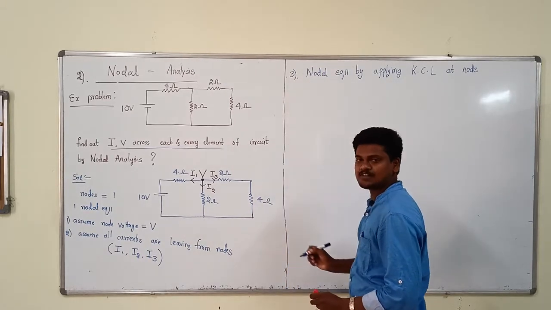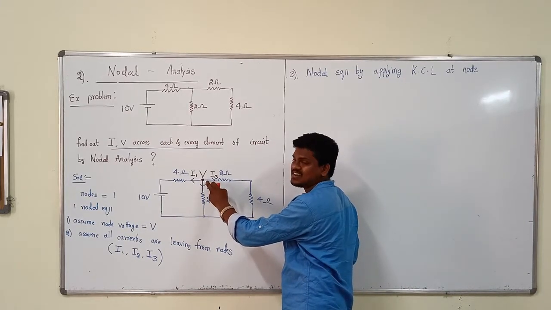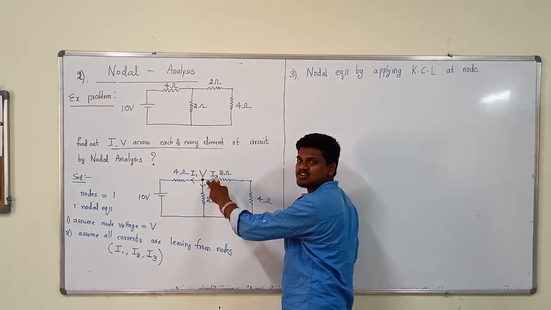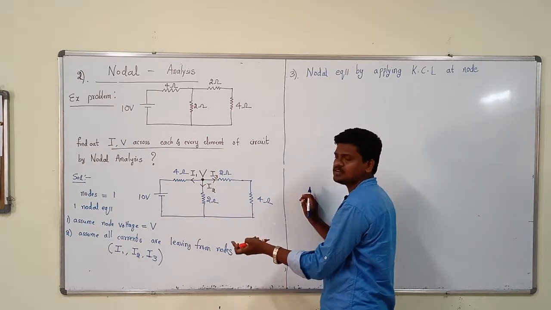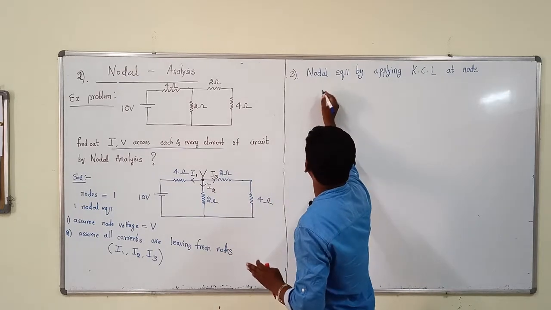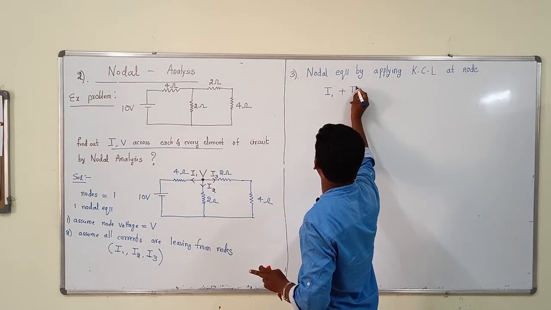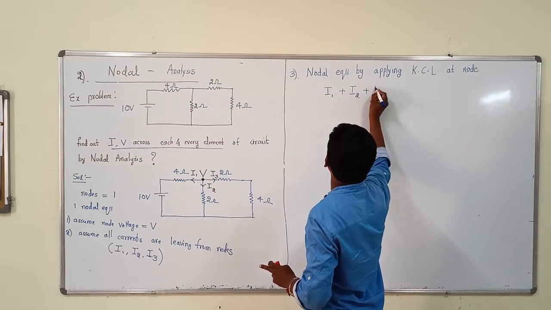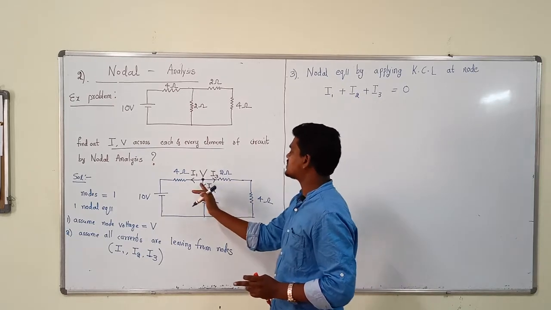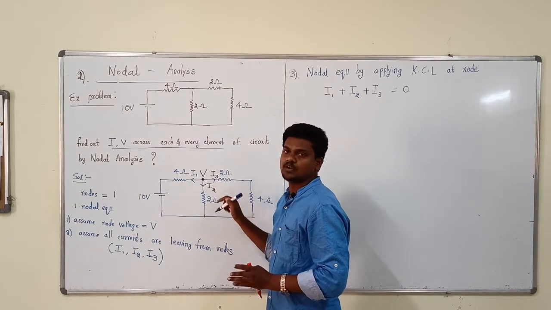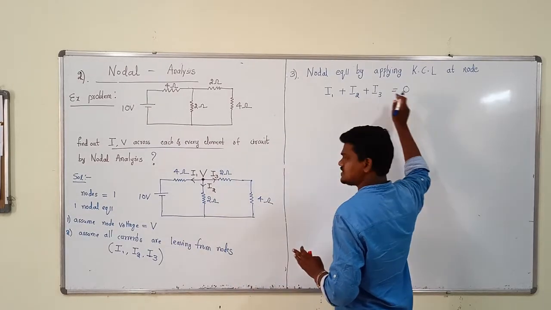So what is KCL? At a node, the sum of all the currents leaving is equal to the sum of all the currents entering. But here we assume that all currents are leaving only. So I1 plus I2 plus I3 is 0, because we are assuming all the currents are leaving and no current is entering the node.